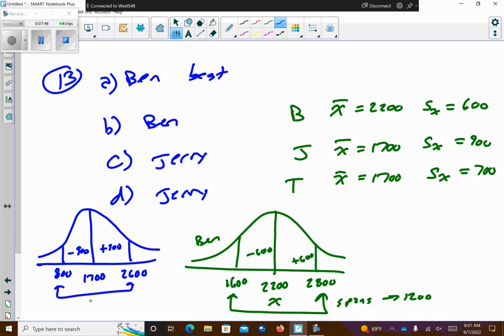So the span between one standard deviation, 2,600 minus 800. How much is that? 26 minus 8 is 1,800. 1,800 span. So, and then Thomas, I think that's who it is. Thomas has also a normal distribution. So they're saying this is 1,700, and then we add 700 to get one standard deviation. That's 2,400. We subtract 700, so that takes me to 1,000.